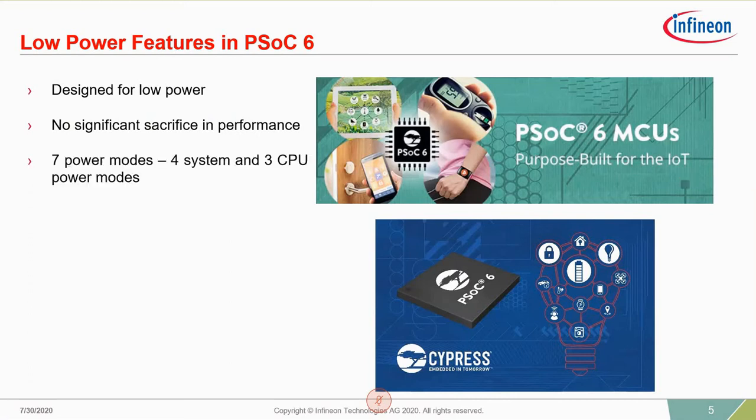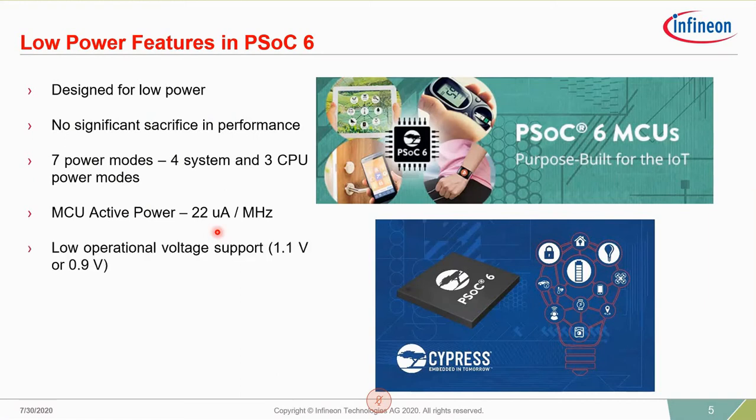It supports 7 power modes with 4 system modes and 3 CPU power modes. PSOC6 is able to achieve an MCU active power of about 22 microamperes per megahertz. And it also has low operational voltage support, where the core voltage can be 1.1 volts or 0.9 volts too.